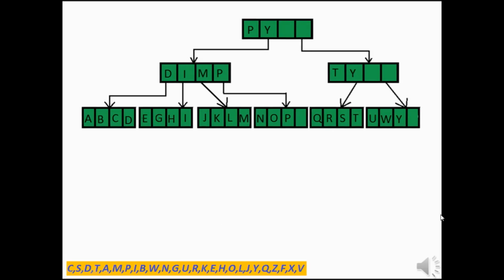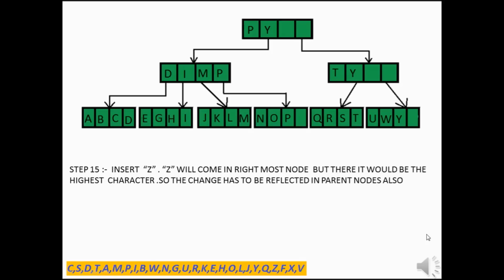Now step 15, insertion of Z. See, this step is just the replica of step 13. Here we'll be following the same steps. We'll find that Z will come in the rightmost node, but there it will be the greatest character, so the change has to be reflected in the parent node also. So you will see the change. It is just like step 13. If you want to revise the algorithm, see step 13 again.